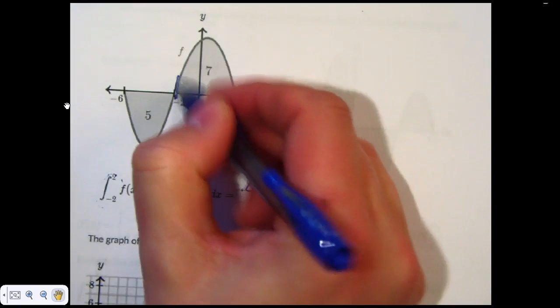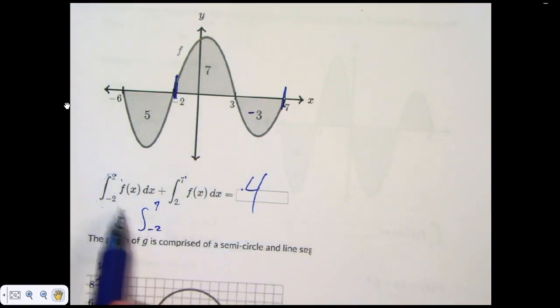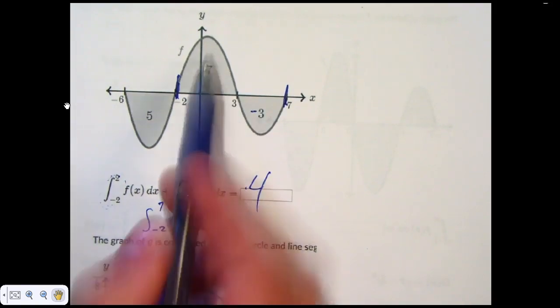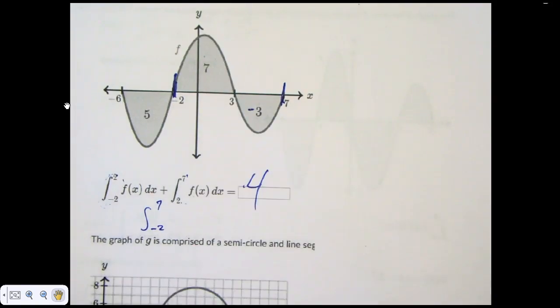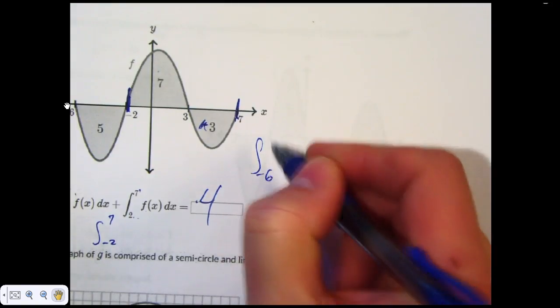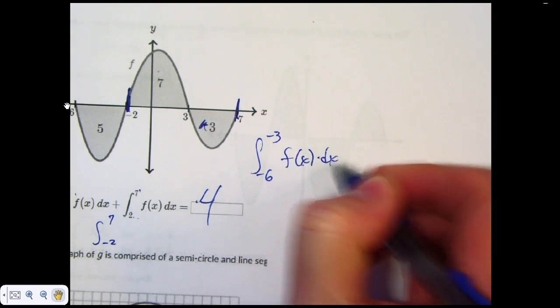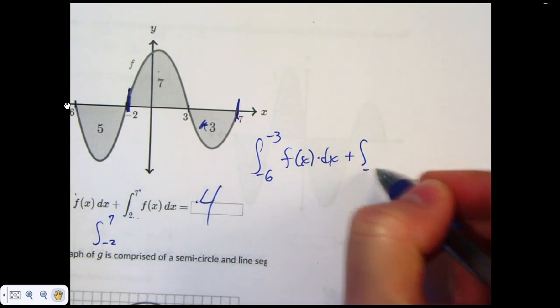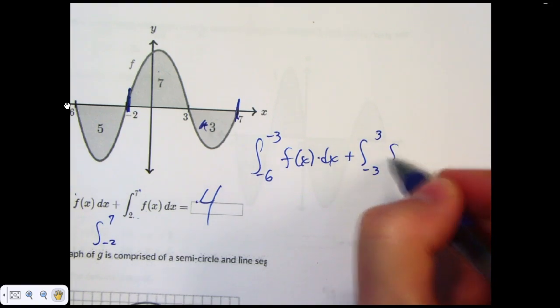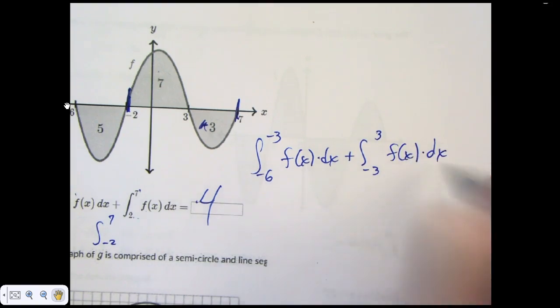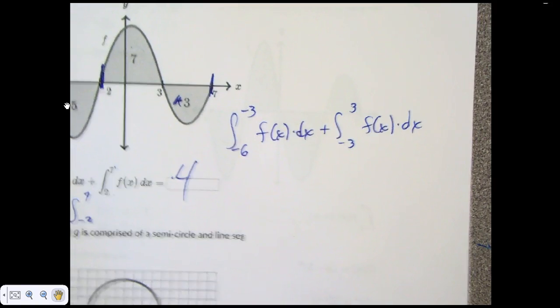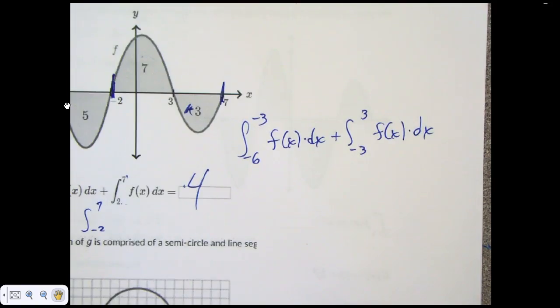So I'm finding the area from -2 to 7. That's all they're asking me for here. They're just asking it a different way. And then there's a +7 up here and a -3 down there. So let me write another one of those. Let's say -6 to -3 plus -3 to 3. Try that one.